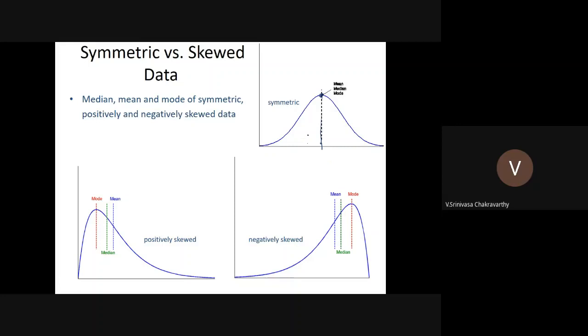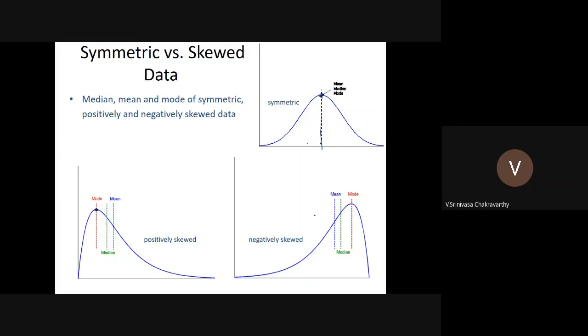But if the PDF curve is not symmetric, like in these bottom two graphs, then the situation is different. The peak value is always the mode, because mode means the highest frequency point, and this is the highest frequency point in this case. Then the mean is here, and the median is here. In this case, it is called positively skewed. That means the mode is less than the median, and the median is less than the mean.